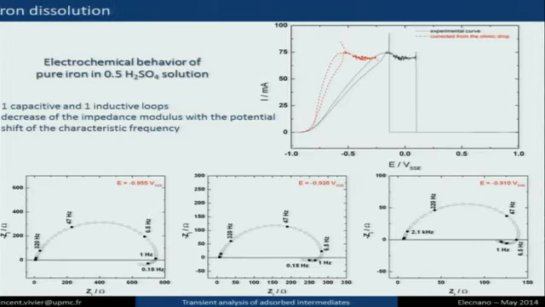So this is a way of investigating adsorption at the electrode interface, but we can also investigate dissolution processes, for instance, in the case of pure iron in a sulfuric acid solution. This is the CV curve for the dissolution of iron without the correction of the ohmic drop and with the correction of the ohmic drop.